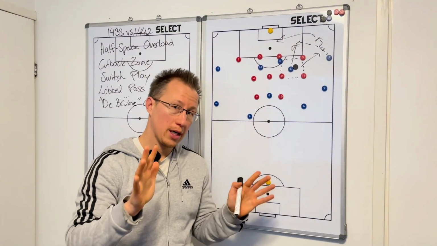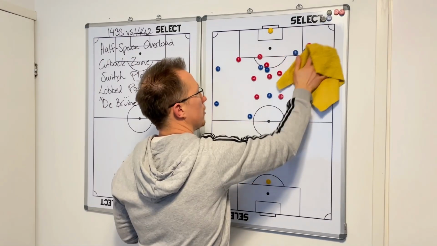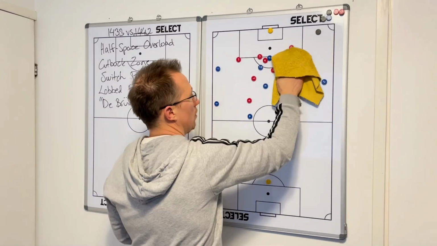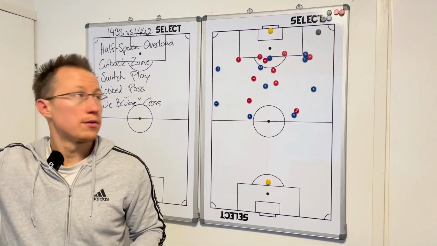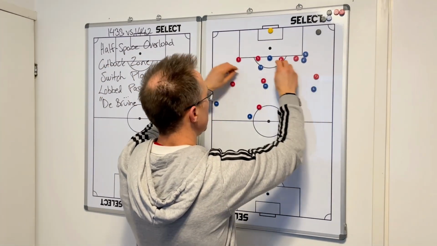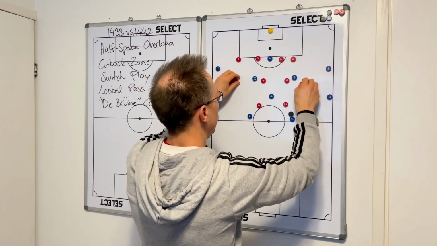Pattern 2. Cutback zone. Let's remove these drawings and we try to create a situation where we can play the ball inside the box around the cutback area. So let's put the defenders back like this. Yes, and our players like this. Okay, again, we start here.